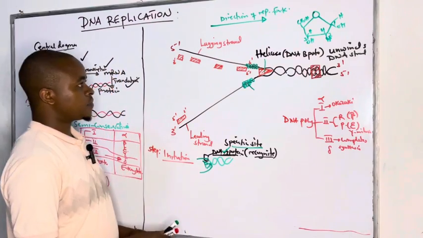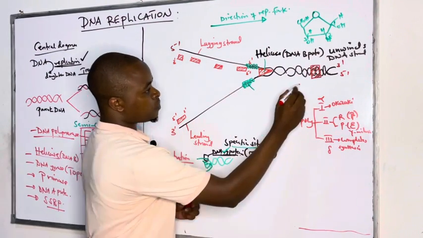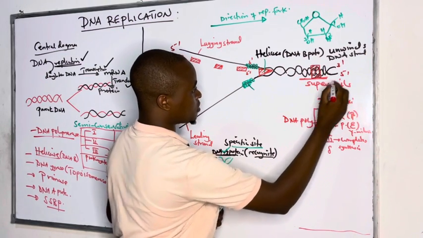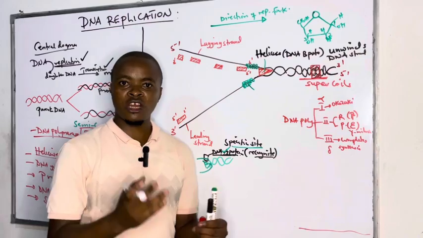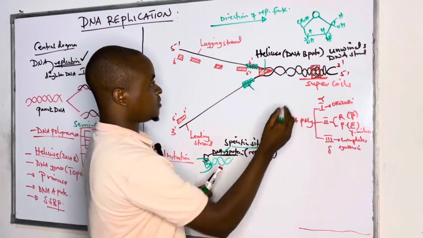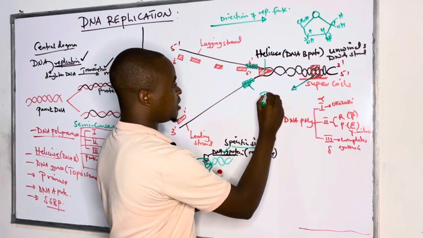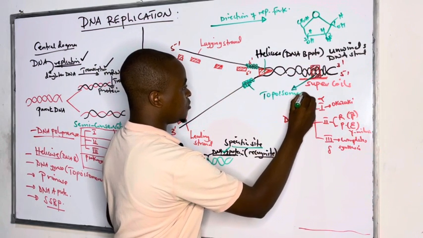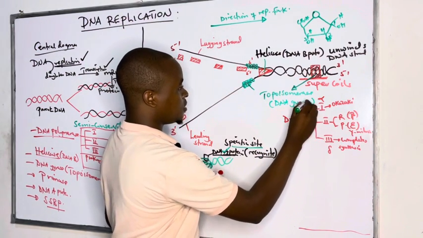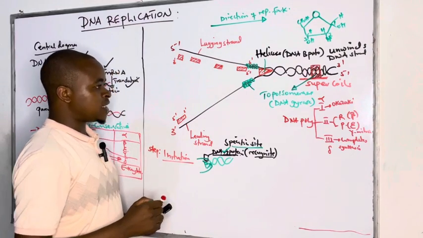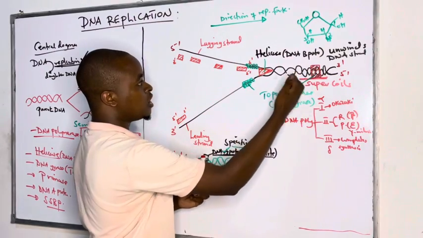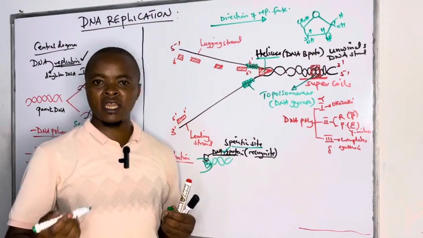So we are going to see that as helicase is cutting, at this point he creates what we call supercoils. These are what we call supercoils. And these supercoils, helicase has no energy to unwind them. That's why we see an enzyme which is known as DNA gyrase. This is topoisomerase comes in. You can call it topoisomerase or DNA gyrase, which has more energy than the helicase. So he's the one that uncoils the supercoils to pave the way for helicase to continue unwinding.